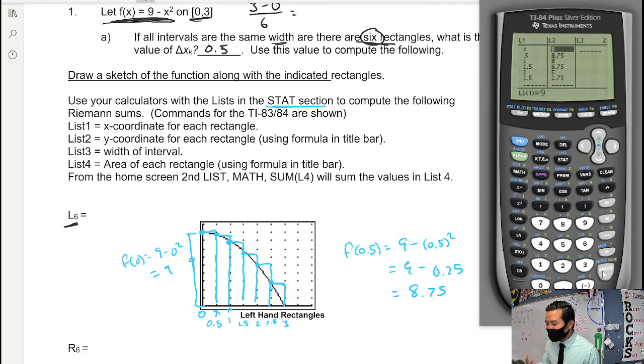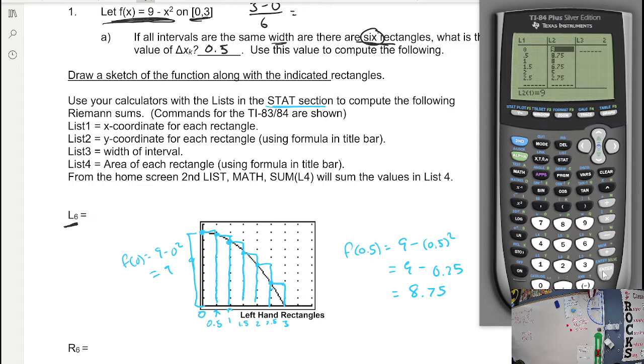Now, why do I care about those values in L2? Well, aren't they the heights of the rectangles? Yeah. This 8.75 is the height of the second rectangle. This 9 is the height of the first rectangle. Guess what these are? The heights of the rest of the rectangles. So now I've got this height, this height, this height, this height, this height, this height.